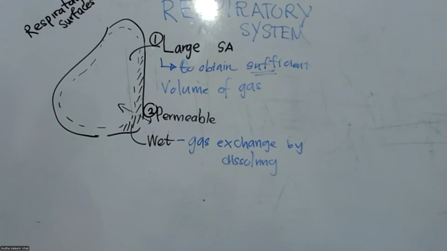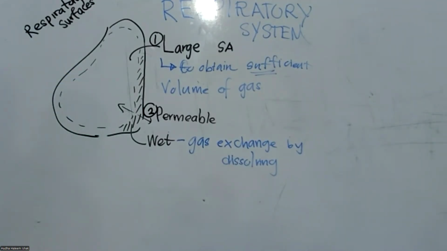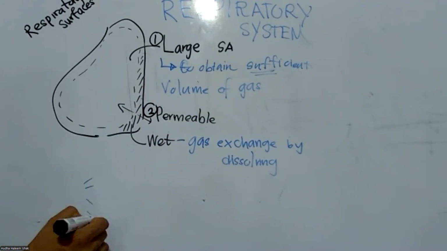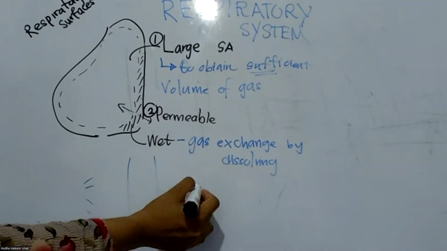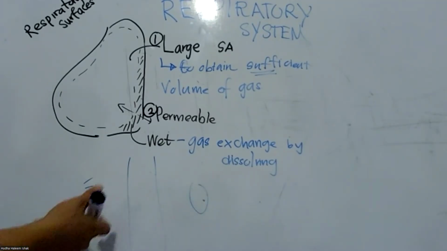That's why these respiratory surfaces are supposed to be wet. Okay, and the third main character is that this should be thin. Imagine diffusion is exactly like the perfume thing. If we spray a perfume from this place, and if we have a large wall here, will the smell go to this side? Just answer me, will the smell go to this side? No, right? It won't reach the other side.